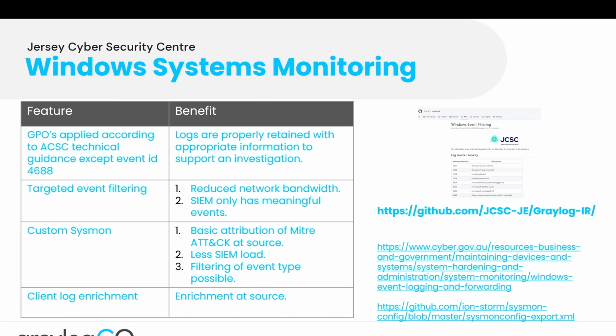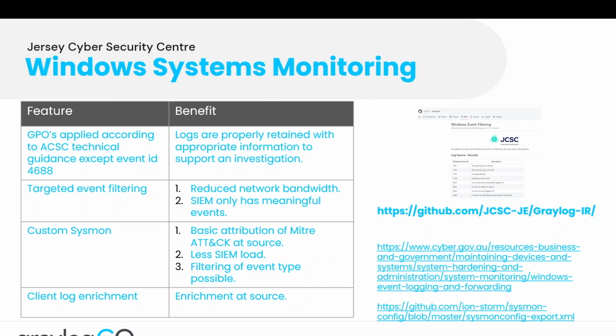And that is the sort of basis for our logging, and we also use that for our Graylog IR as well. As I said, we have a custom Sysmon, and our custom Sysmon has basic attribution of MITRE ATT&CK references at source. So basically they come as a field and we key-value separate them, and then we have MITRE ATT&CK references from each endpoint. This gives us less SIEM load, and we can also filter on the type of events, and we can also give them risk scores.